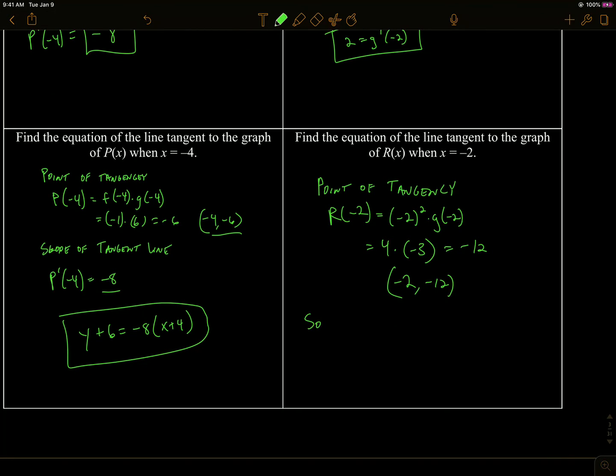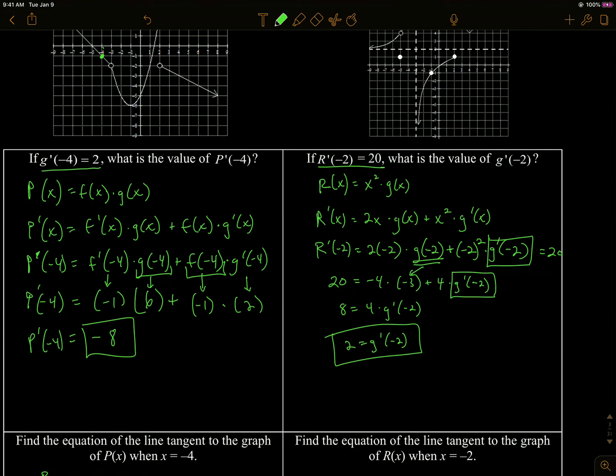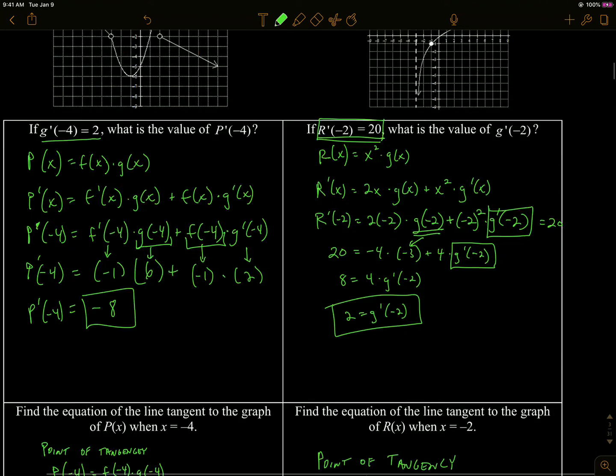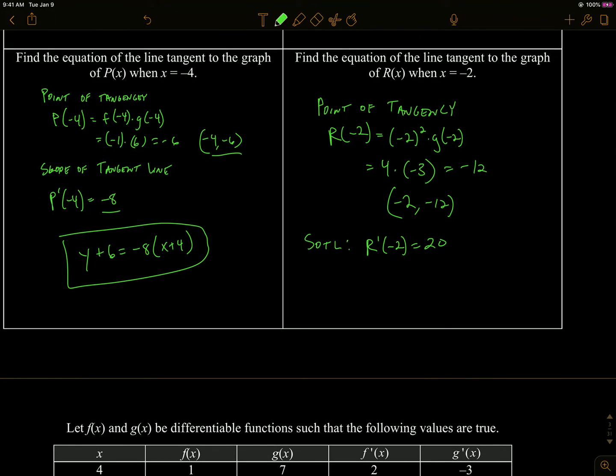And then the slope of the tangent line, that's going to come from r prime of negative 2, which they told us up here is 20. So my equation is going to be y plus 12 equals 20 times x plus 2. That's not a 2, that's a 20.